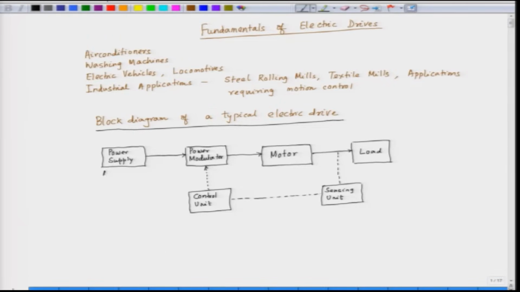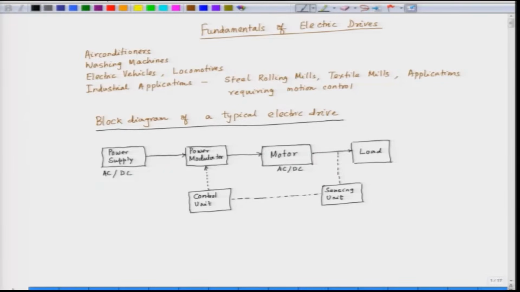So, the power supply could be an AC power supply or a DC power supply, and the motor similarly could be an AC motor or a DC motor or any special motor, and the load can be any mechanical load. Now, when we combine all these components, we call it an electric drive. Only a motor is not an electric drive. When we combine the motor with the load, with the power modulator, with the source, and there is a closed loop feedback, this is called an electric drive.